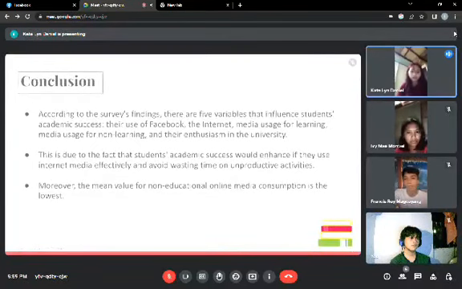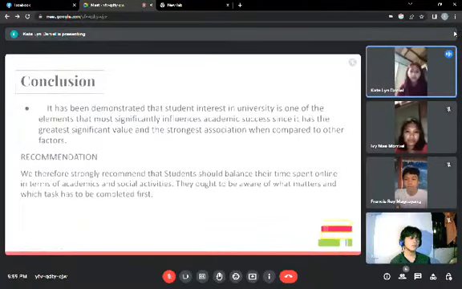The result of the survey shows that the mean value for non-educational online media consumption is the lowest, while the student interest in university is one of the elements that most significantly influences academic success. We therefore strongly recommend that students should balance their time spent online in terms of academics and social activities. They ought to be aware of what matters and which tasks will be completed first.